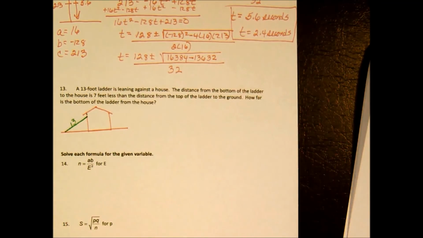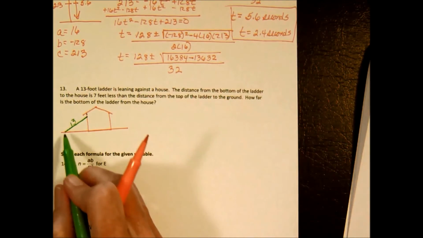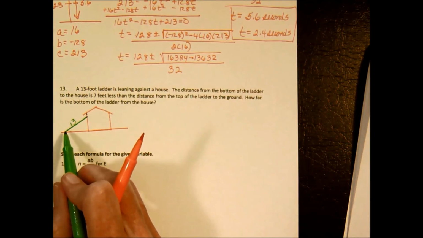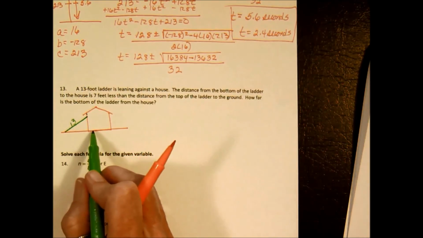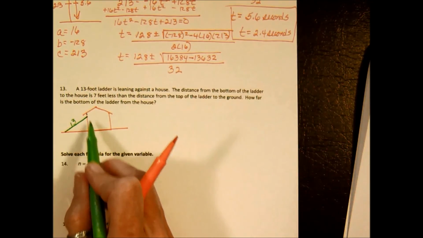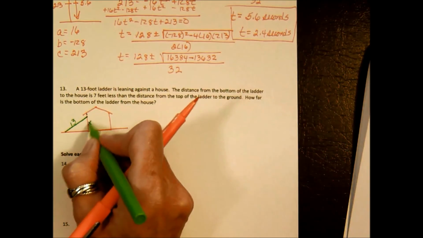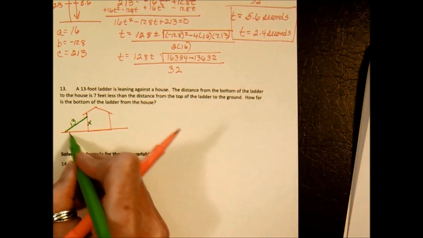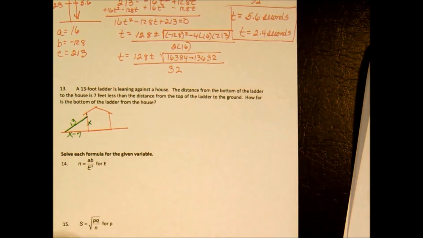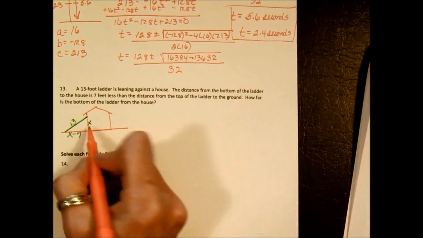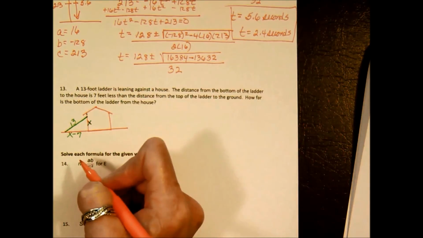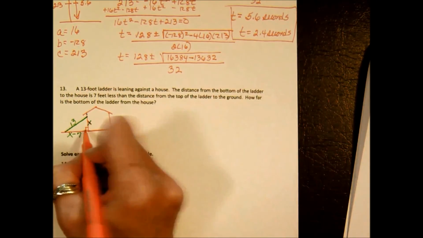The distance from the bottom of the ladder, so right here, to the house is 7 feet less than the distance from the top of the ladder to the ground. So I'm going to let this distance be x, which means this distance is 7 less than that. So that's kind of the key to this, is knowing how to label. Because I don't know what this distance is, I called it x. And once again, you can see we have a Pythagorean theorem problem.